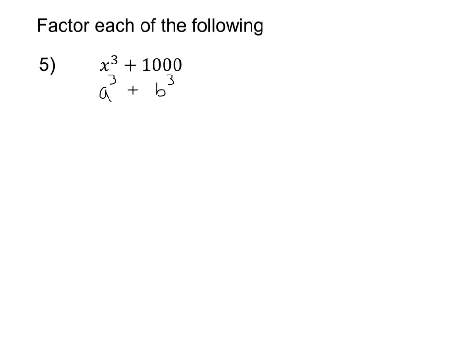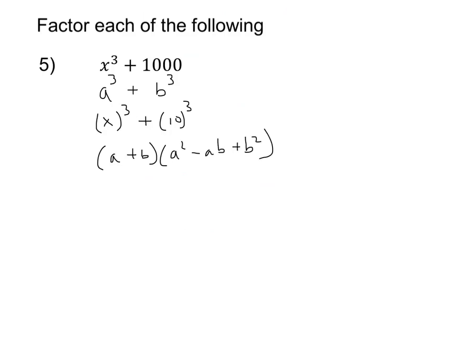All right, welcome back. So you should have recognized that this was x cubed plus 10 cubed. Right? 1,000 is the same thing as 10 cubed. And then you're just going to use your formula, right? A plus b times a squared minus ab plus b squared. Right? No, I should write this down. Right? So in this case, our a is x and our b is 10. Right?